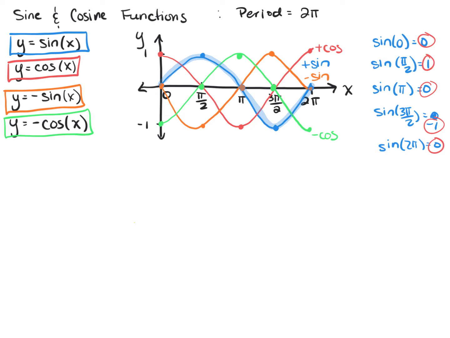Let me highlight negative sine. So negative sine is that orange graph. So again, here, take a look. We start at the midline, and then we hit a minimum point, back to the midline, maximum point, and then back to the midline. Okay, for positive cosine, it's that red graph.